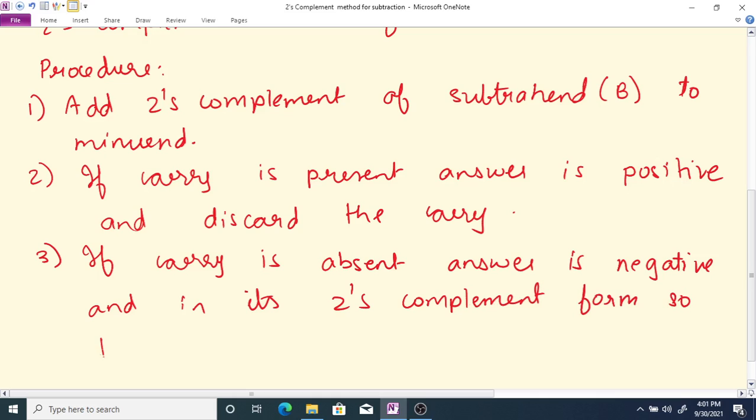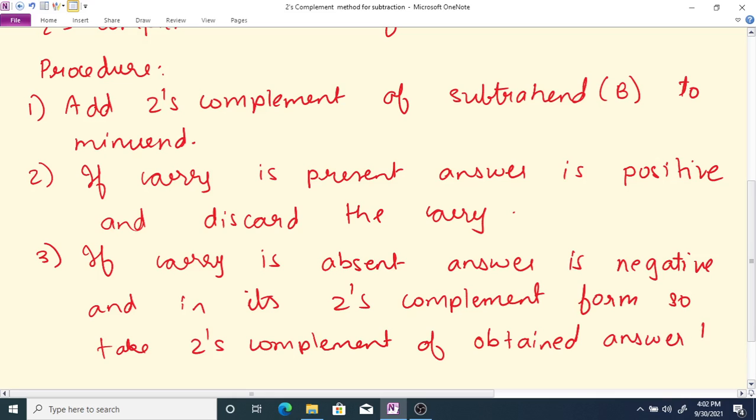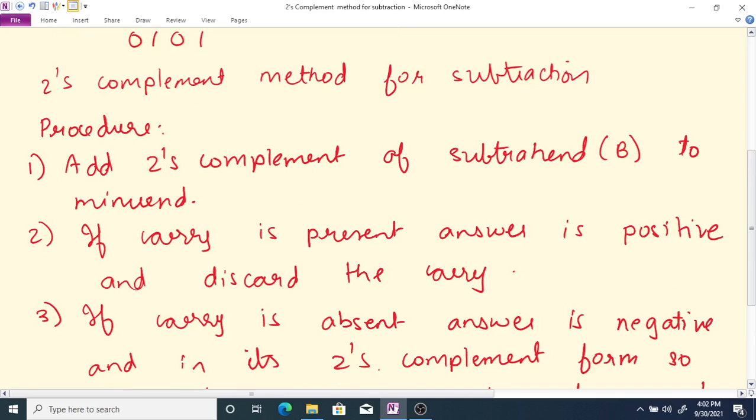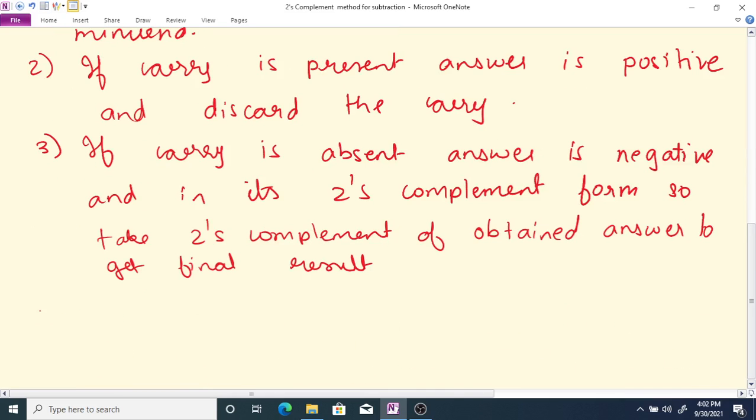So, take 2's complement of the obtained answer to get the final result. Now, we will see an example.